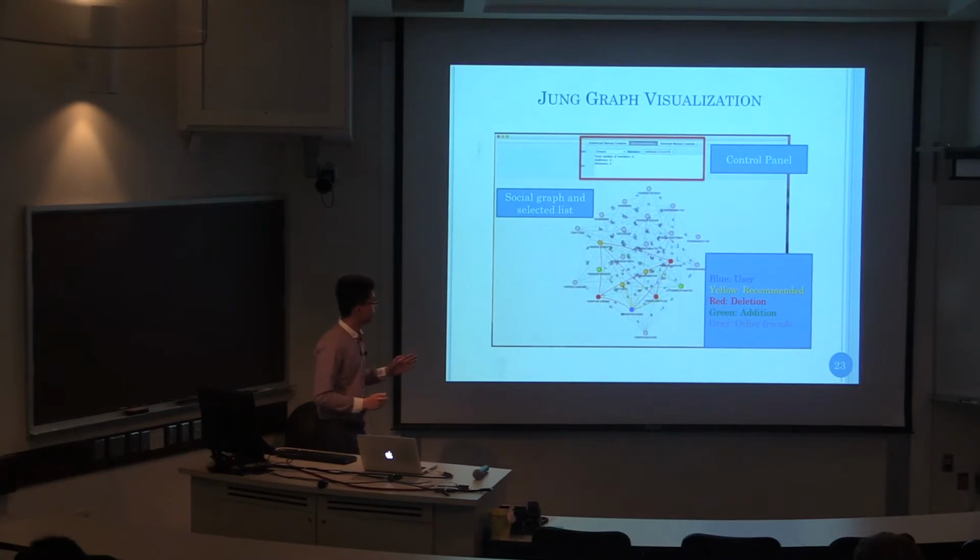The red nodes are members deleted from the recommended list by the user. The green nodes mean additions to the recommended list. And the gray means other members. From here, we can see it's very clear to represent the social graph.